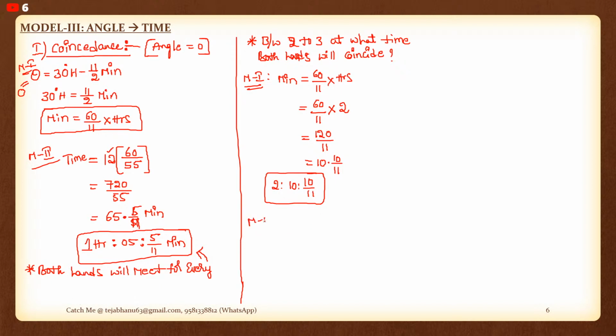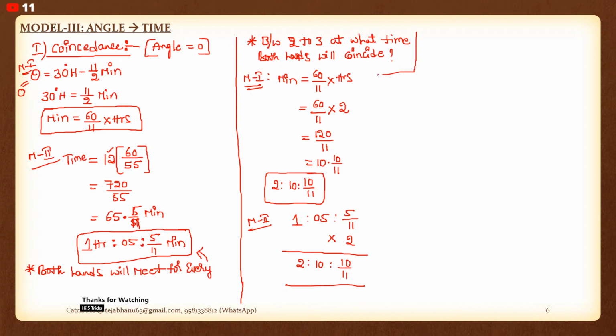Now, if you consider method 2, method 2 is nothing but traditional method. That is, for every 1 hour, 5 5 by 11 minutes, both hands will coincide. Multiply with the 2, because between 2 to 3, right? It is 2 hours, 10 minutes, 10 by 11. At this time, both hands will coincide. I hope it's clear.